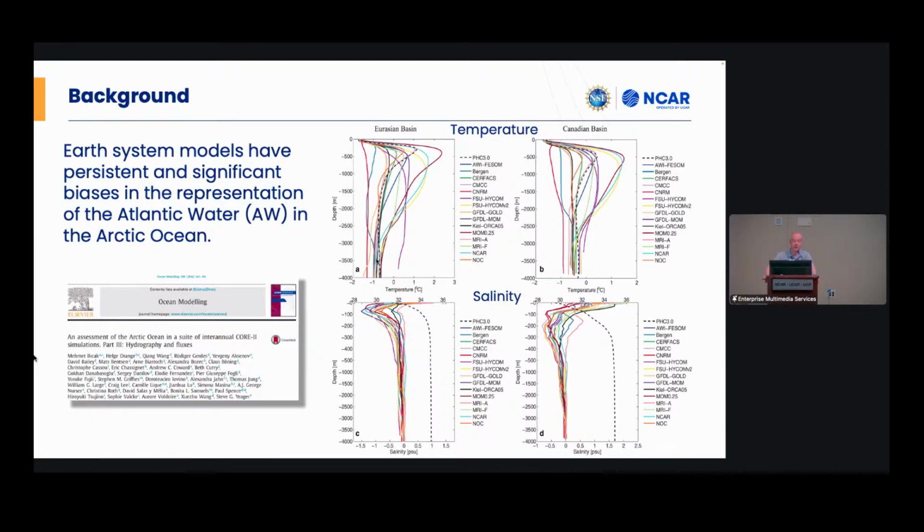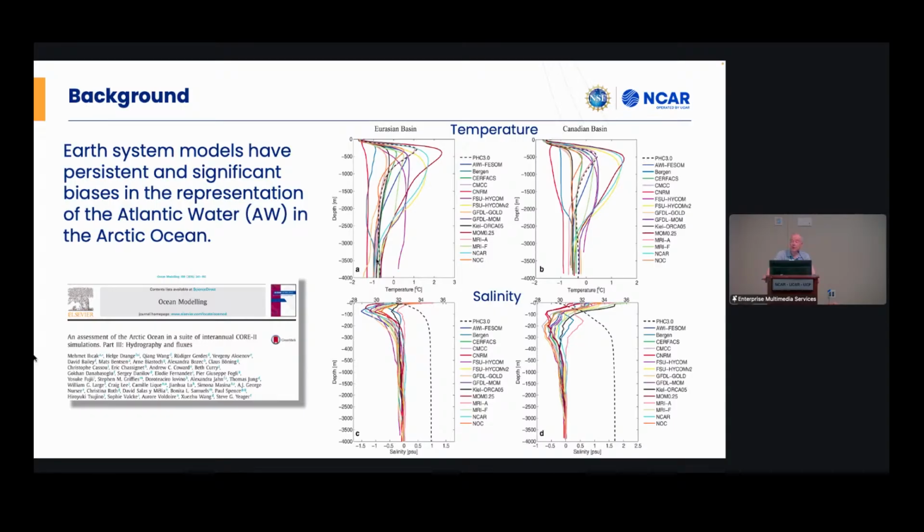The other ones, the color ones, are what the models are showing as their differences from that particular profile. In this presentation and the paper that is under review in JAMES, we primarily focused on temperature profiles. So the bottom line is that you can see quite a bit of spread in model simulations. And the Atlantic layer, usually defined as that temperature profile in the upper 500 meters, is represented quite differently.